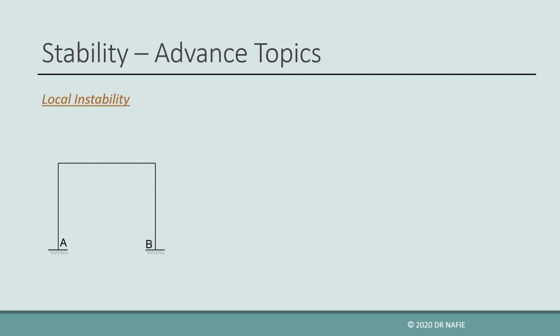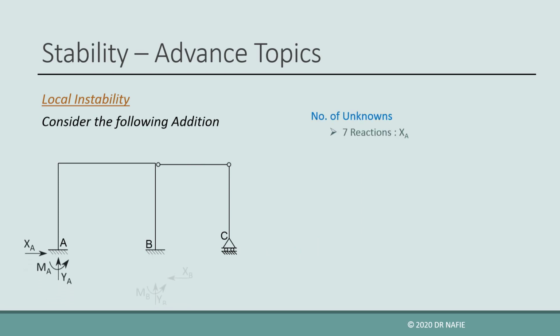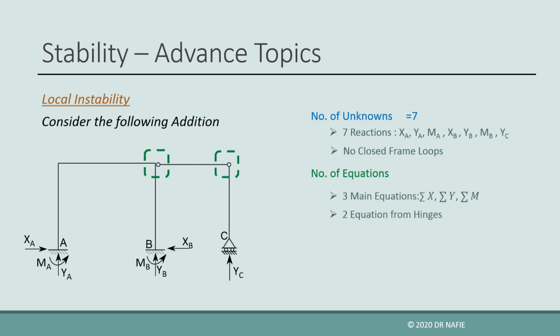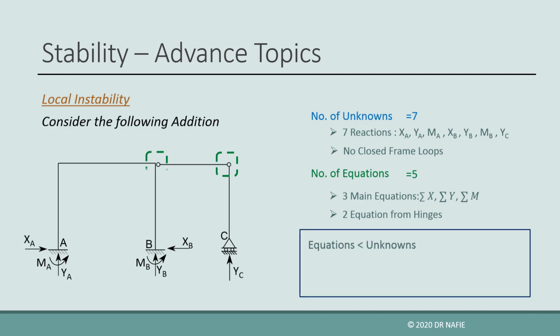Suppose we take the previous frame and add another part to its right, as shown. Let us examine the changes that will occur. First, the number of unknowns will be increased by 1 due to the addition of the roller support at C. The equilibrium equations will also be increased by 2 due to the added 2 hinges. After this addition, the number of unknowns is still higher than the number of equations, which, according to the numerical stability check, indicates a stable structure.